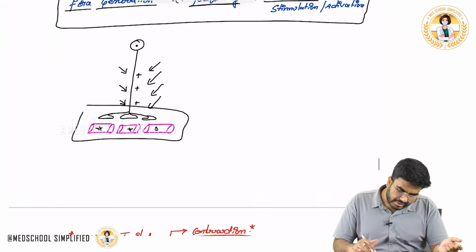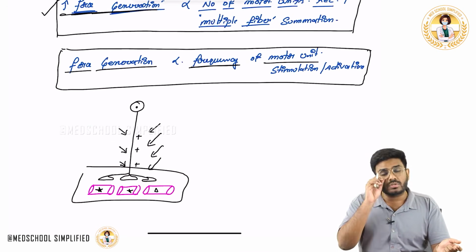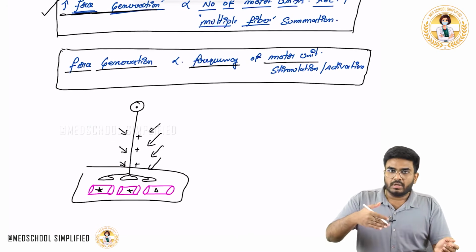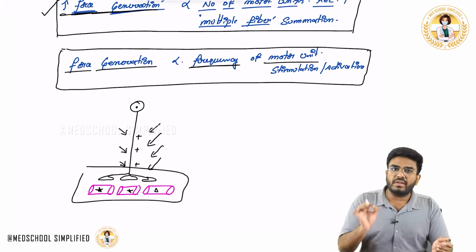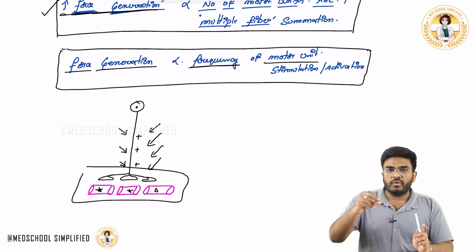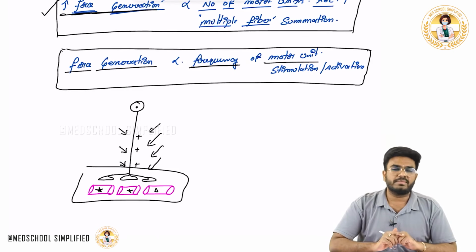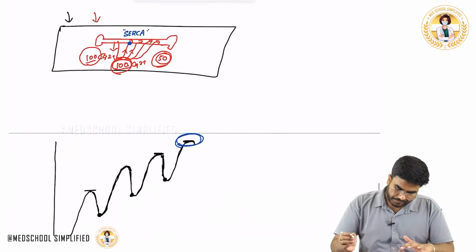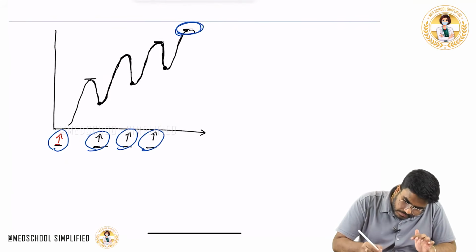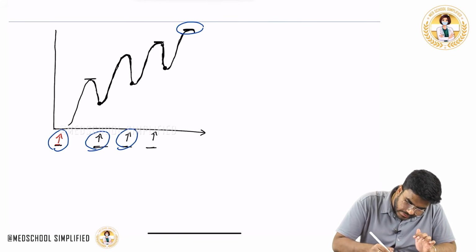That's what I have explained here. The force generation is directly proportional to the frequency. So you increase the frequency of stimulation, more force will be generated up till 4 times. Now look here, what exactly is happening? The muscle is getting contracted and it is getting relaxed. It's getting relaxed again.